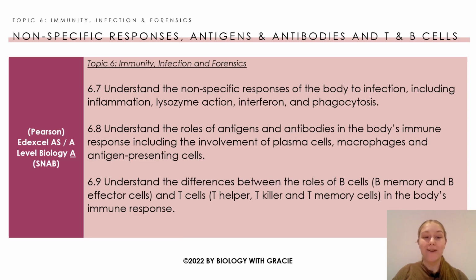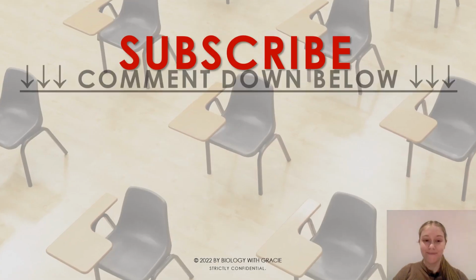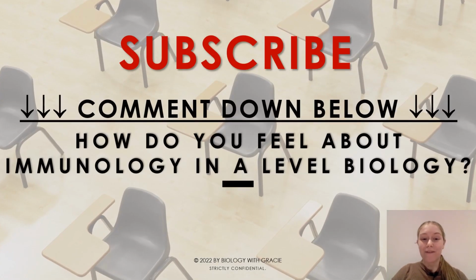So for Edexcel A, these are the specification points that we're going to cover today. So you've got 6.7, 6.8 and 6.9 for topic 6, which is immunity, infection and forensics. I'll give you a moment to pause the video and read through those if that's relevant for you. And then we've got our specification points for Edexcel B, so topic 6, points 1, 2 and 3. And again, I'll get you to pause the video and read through those if that's relevant for you.